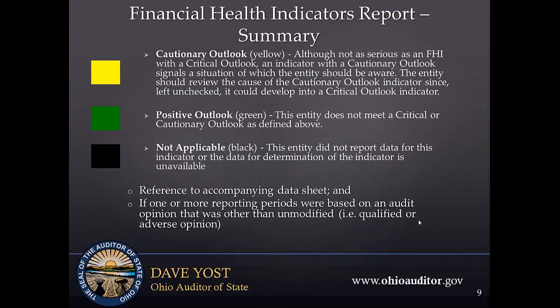The yellow, or cautionary outlook, is not as serious as the critical outlook. However, it signals a situation of which the entity should be aware. The entity should review the cause of the cautionary outlook indicator, since left unchecked, it could develop into a critical outlook indicator. The positive outlook, or green indicator, is when an entity does not meet the critical or cautionary outlook as defined above. And a black indicator, or not applicable, indicates that the entity didn't report data for this indicator, or the data for determining the indicator is unavailable. The summary of the report will also include a reference to the accompanying data sheet, and if one or more periods of the audit's reports or opinions are other than unmodified, there will be a disclosure to indicate that fact.